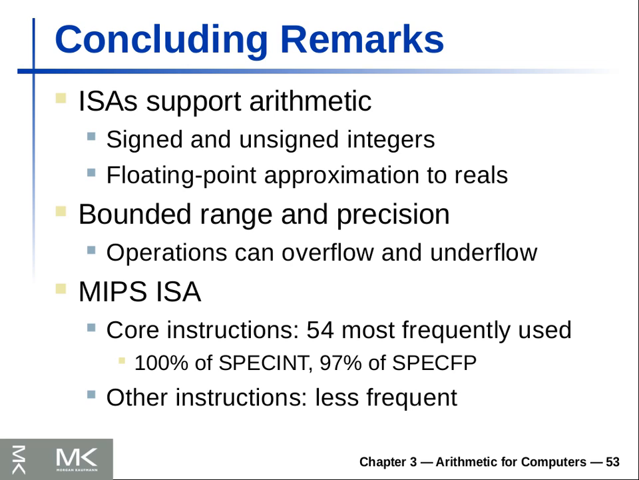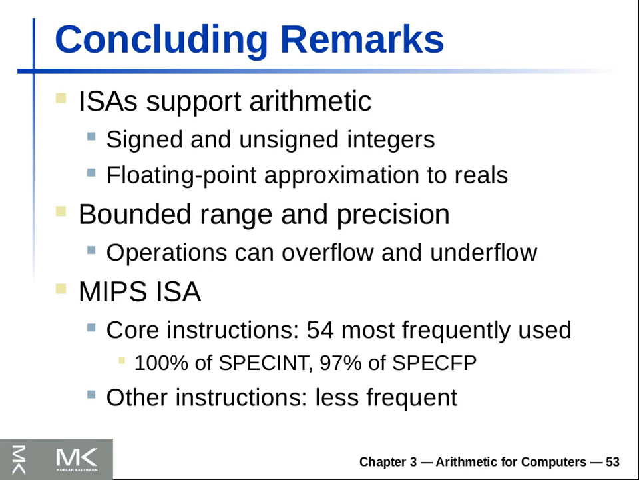Your instruction set architectures support arithmetic, signed and unsigned. You get bounded range and precision for floating point. The MIPS ISA has a lot of instructions. Oh yeah, this is an important nugget. You have hundreds of instructions, possibly 1,000 in MIPS, but 54 instructions represent the vast majority of what occurs. The end. Hallelujah. Any other questions? Actually, that statement is good advertising for MIPS, period. That 54 most frequently used, that's good.